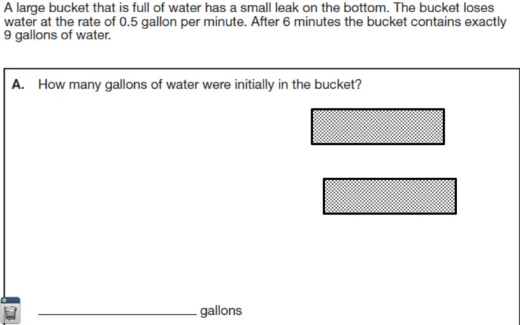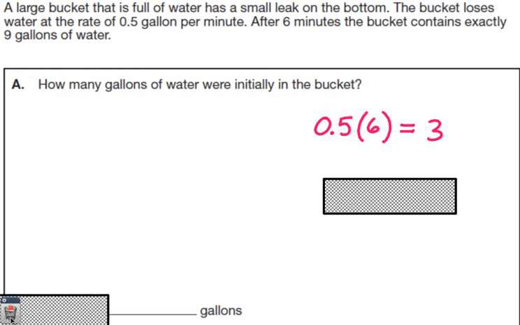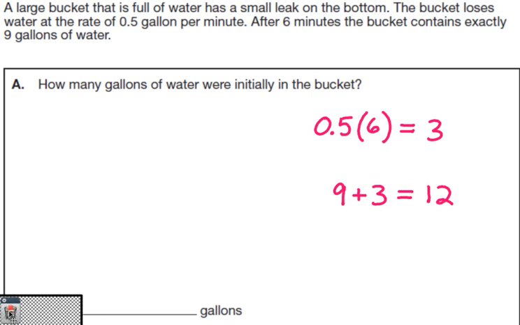Well, just having a basic understanding of rates and losing half a gallon per minute, you do a little bit of multiplication to figure out that half a gallon each minute times 6 minutes means you would have lost 3 gallons in those 6 minutes. And then if we had 9 gallons left over after losing 3 gallons, you do a little simple adding and you realize that there were 12 gallons initially in the bucket.